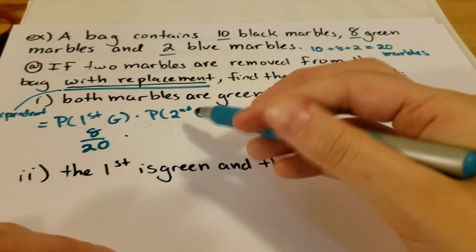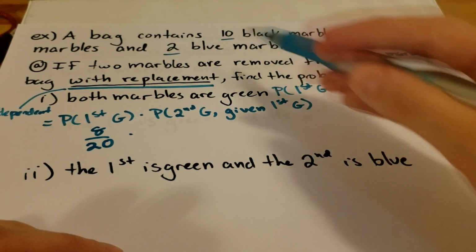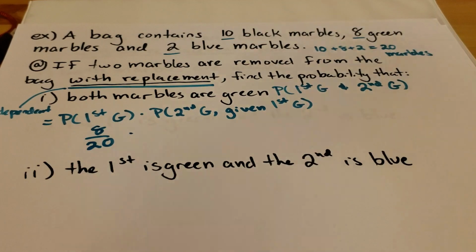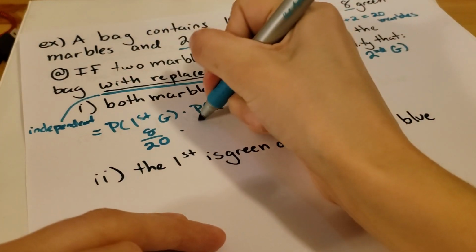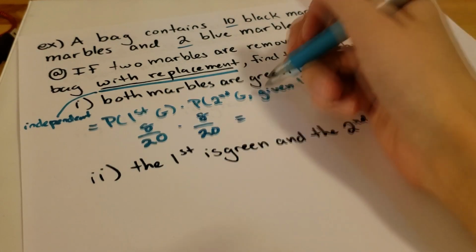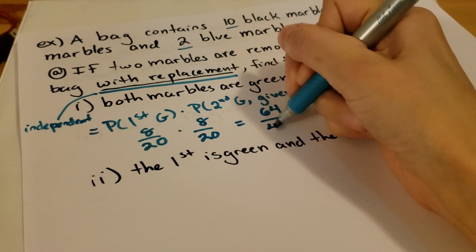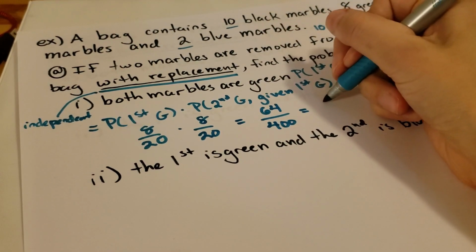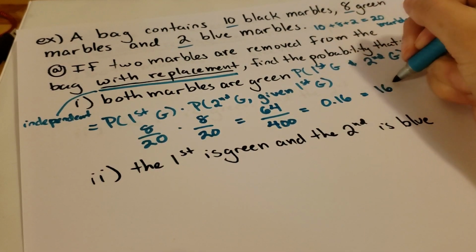Then our probability that the second marble is green, given that the first is green. Now this is with replacement. So what this means is we've taken 1 marble out of the bag. We look at it, it's green, we put it back in the bag, and then we take out another marble. So the amount of marbles in the bag is the same, there's still 20, and the amount of green marbles in the bag is also still 8, because after we took the marble out, we put it back in. So our chance, again, is 8 out of 20. Okay, and then if we multiply these together, we end up getting 64 out of 400, which is also 0.16 or 16%.